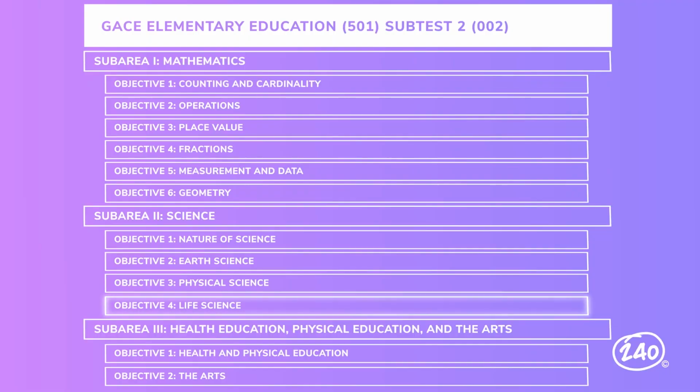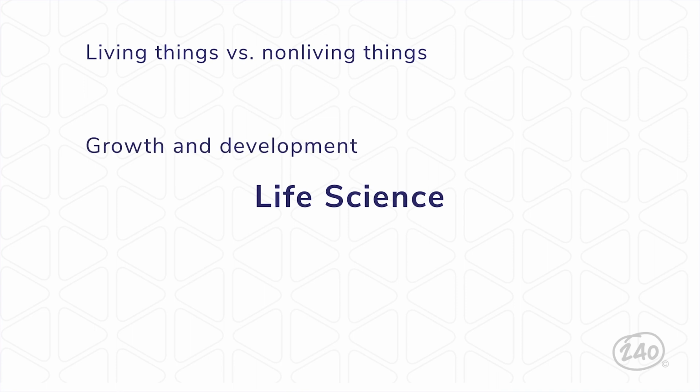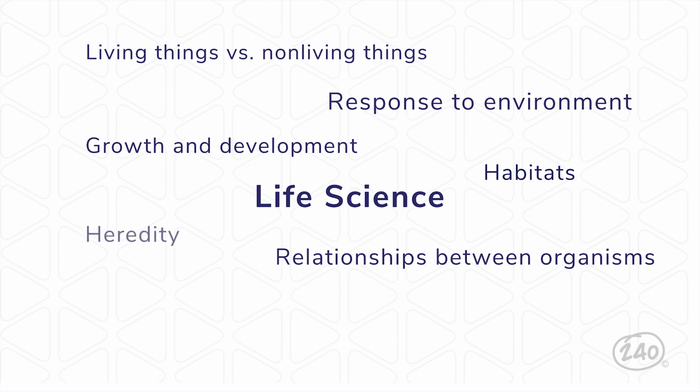Ready to tackle life science? Now, just a heads up. There is a lot in this life science objective. You'll need to know the characteristics of living and non-living things, understand the growth and development life cycle of different living things and the habitats of organisms. You will also need to understand the relationships between organisms and how they respond to their environment. And finally, understand inherited traits, learn behaviors versus adaptations, and any other factors that affect the survival of organisms.